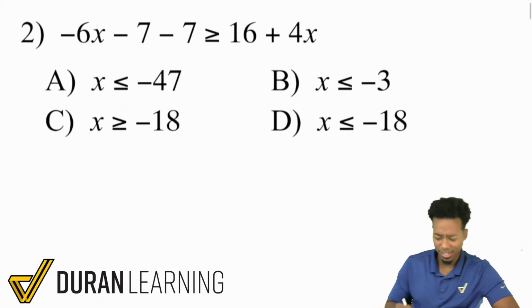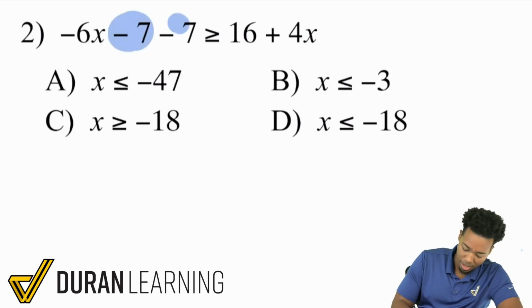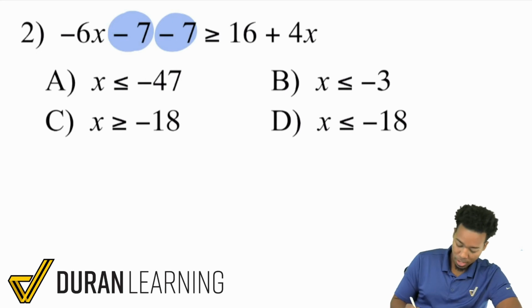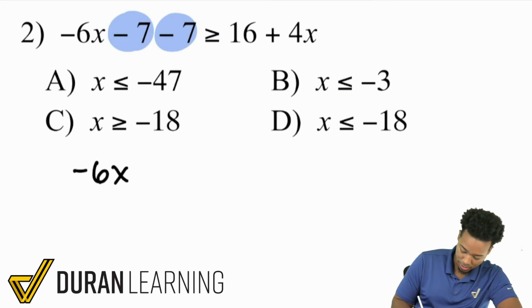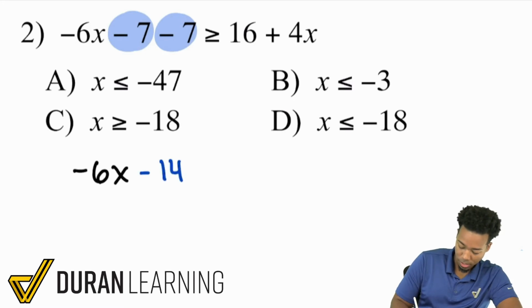We got this. First things first, I noticed that over here I have negative 7 minus 7. Let's combine those and give ourselves an easier time. So negative 7 minus 7 is the same thing as subtracting 14. And then from there, we rewrite everything else.